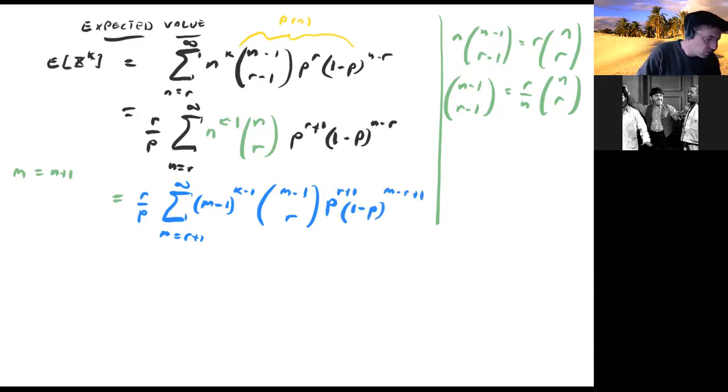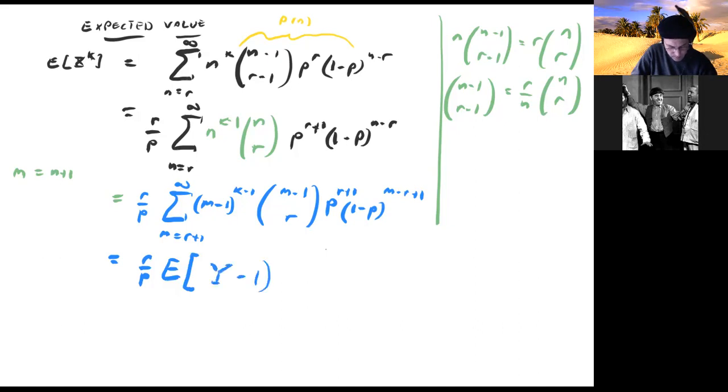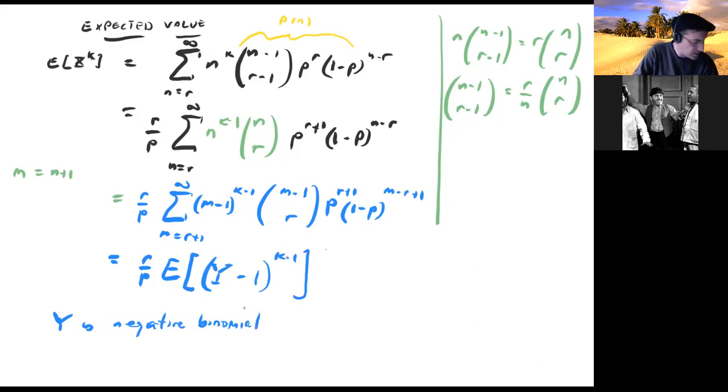Why did I do this? Because this is exactly the same thing as r over p times the expected value of another negative binomial random variable, Y minus 1 to the k minus 1, where Y is negative binomial, but now not of type r comma p, but r plus 1 comma p.